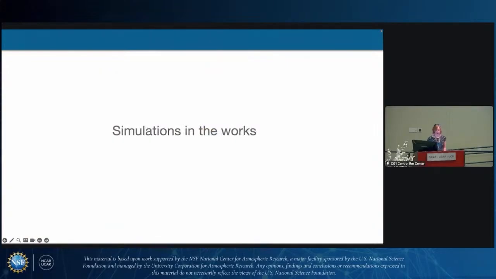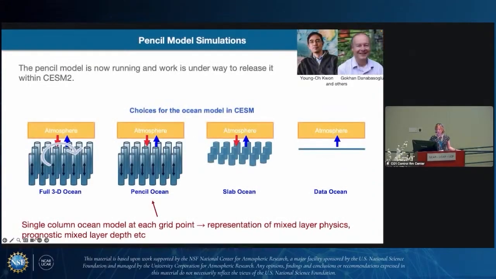We have a few different simulations in the works, nothing really new for you to look at at this point, but things that will be coming, so we'll go through those. One is the pencil model. We've been talking about this for quite a while. This is an ocean model within the ocean model hierarchy, so it's between the slab ocean and the full 3D ocean. With the slab ocean, you just have a thermodynamic mixed layer. You basically just have the heat capacity influences of having a layer of water there at the surface.